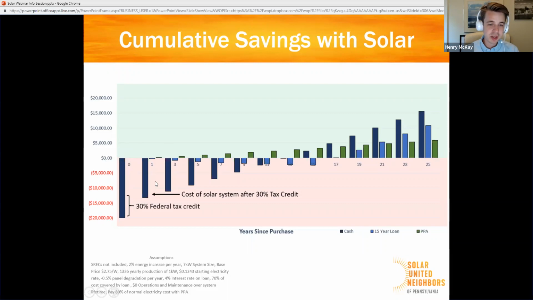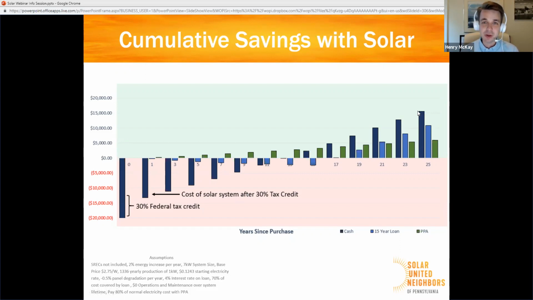The dark blue bars here are a cash purchase. So you can see in year 0, there's a big outlay of cash to pay for that solar installation. In year one, you get 30% back with a tax credit, assuming you can get the whole thing in that first year. And then over time, you're saving money on electricity and recouping that initial investment. At some point, looks like a little before year 13, you break even. And then by the end of 25 years, you have pretty substantial net savings from your solar.